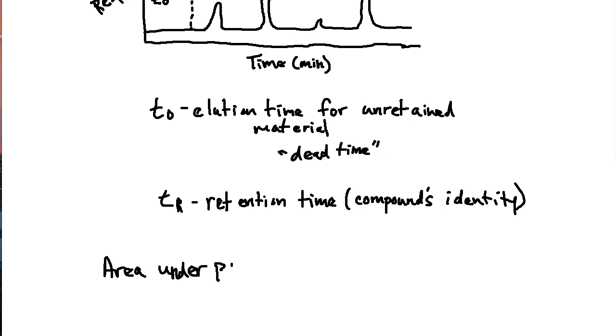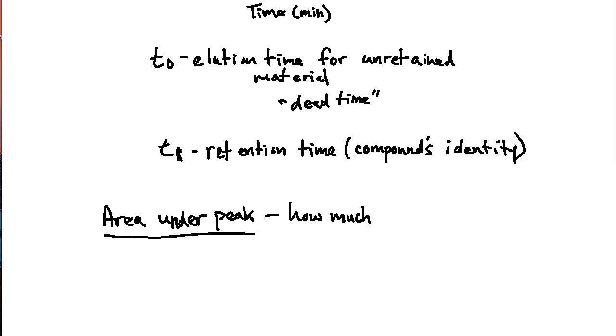Now, one of the other things that we discuss with HPLC is the area under the peak. So the retention time kind of identifies what compound we're working with. The area under the peak is going to tell us how much of that compound there is. Okay, so the area under the peak is going to be proportional to the analyte amount. Now, the way that you determine this, because you have to have something to compare it to, is that you would need to use a calibration curve.